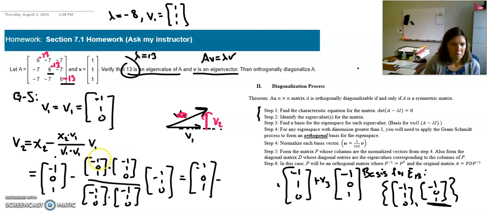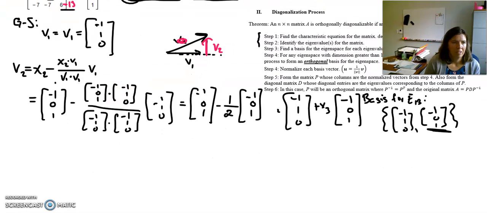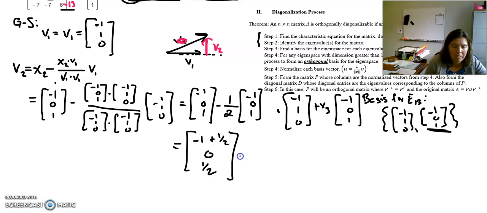So let's see, this dot product would be 1 plus 0 plus 0, so 1, over 1 plus 1 plus 0, so that's 2, times this. So that gives us negative 1 plus 1/2, 0 plus 0, 1 minus 1/2, so that would be 1/2. The timing for this video is about to run out, so I'll pick up with a part 2 for this video.